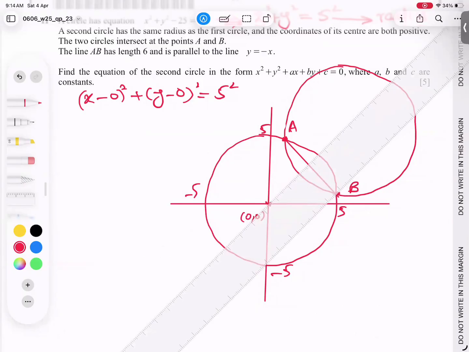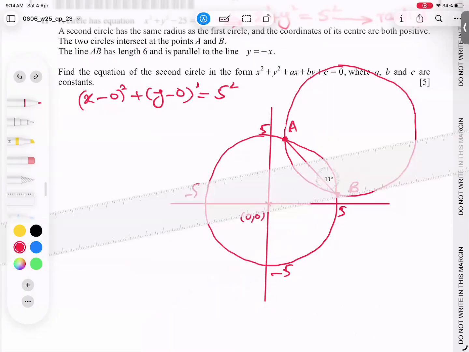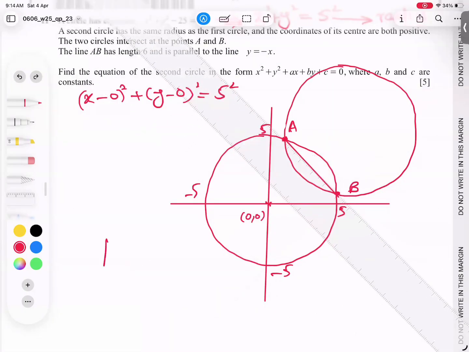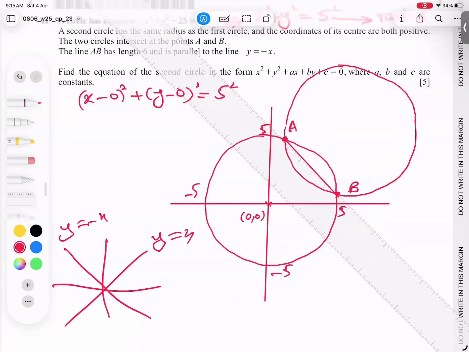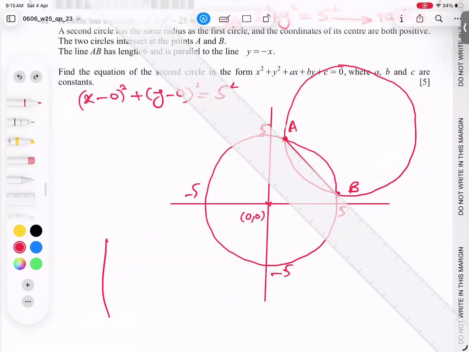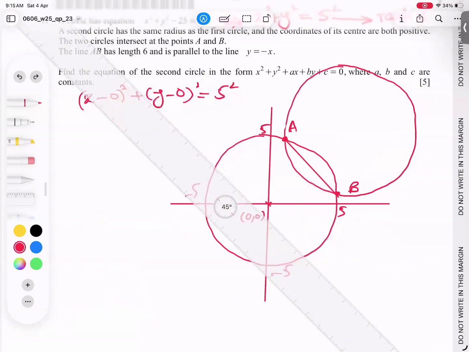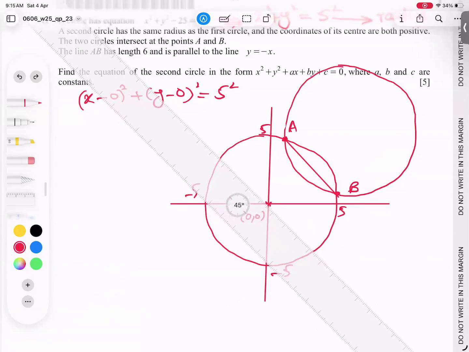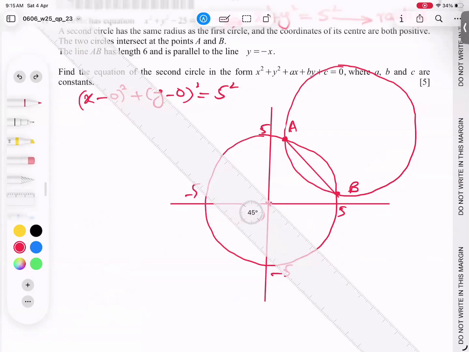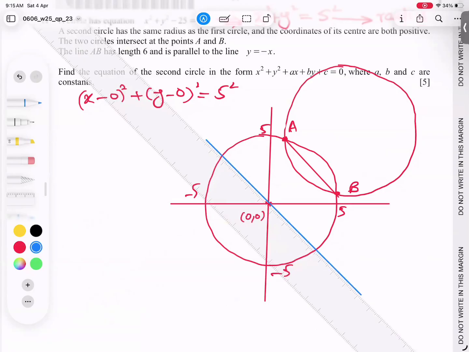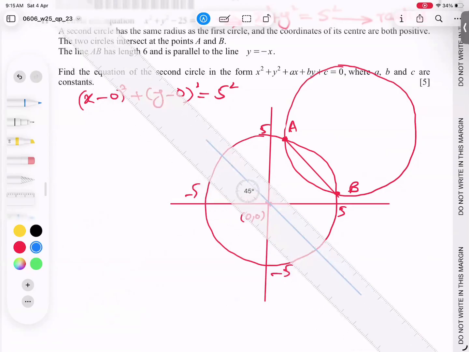Okay, further what it says is that the line is parallel to this line. Repeat, length AB 6 and parallel to. So parallel means this line. Do you know, students, this is y equal to x and this is y equal to minus x. So this part is very clear. So I'm going to make a line which passes through here, 45 degree. And I'm going to make it in blue color. So this line, and I make this also blue color.